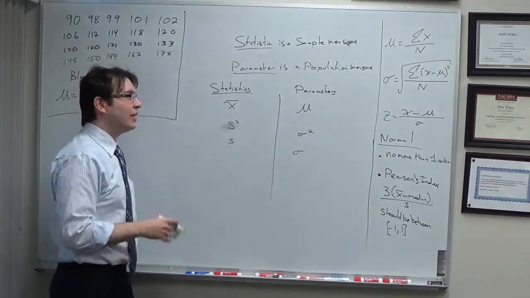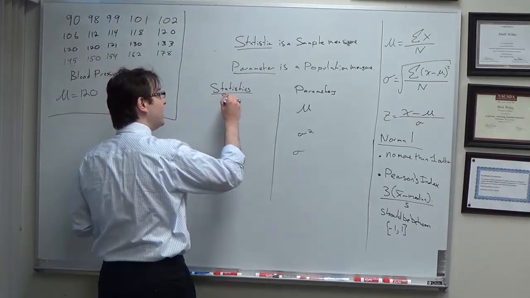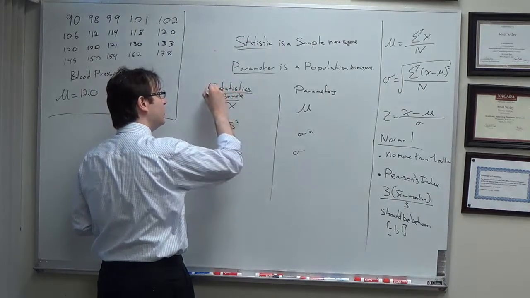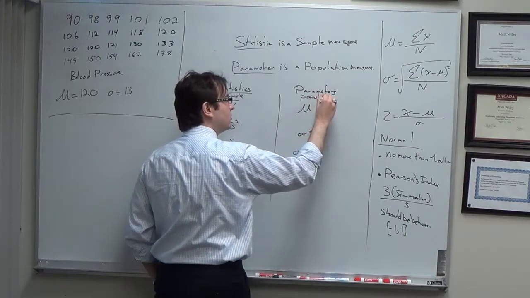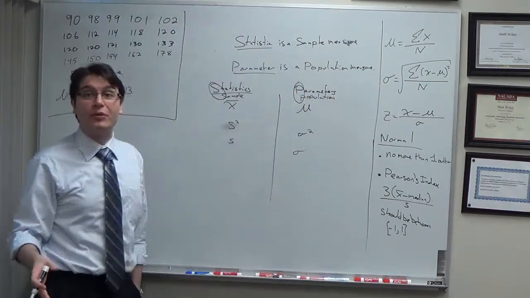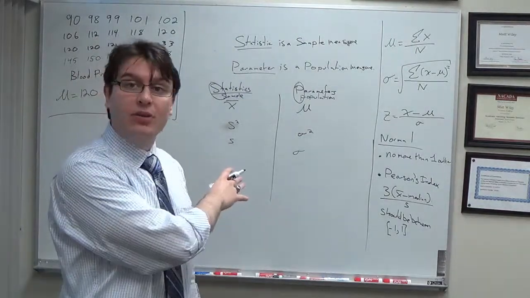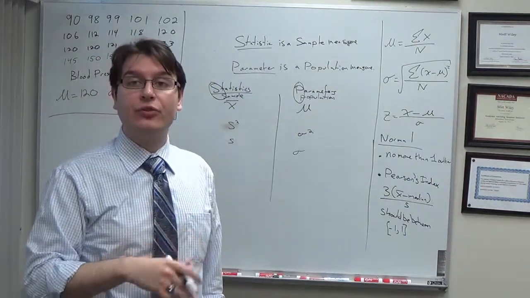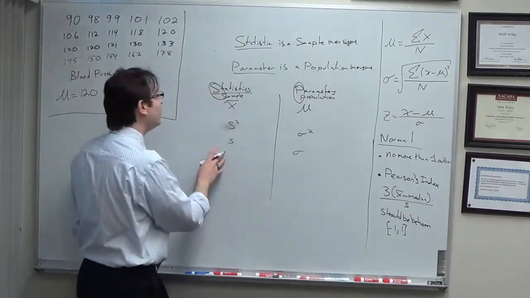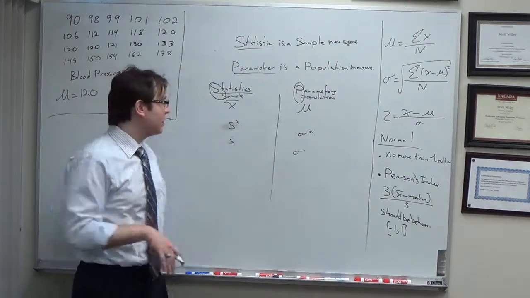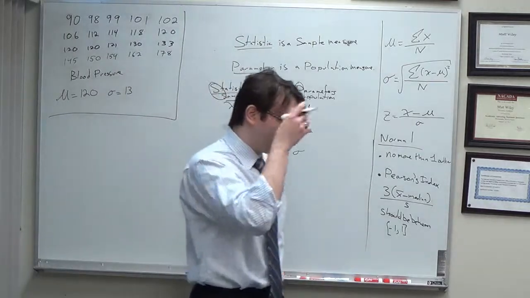Sample versus population, statistic versus parameter. You can remember that because statistics and sample both start with the letter S, and population and parameter both start with the letter P. And also keep in mind our convention that parameters and population on the right there are going to involve lowercase Greek letters and capital Latin letters, whereas statistics and samples will involve lowercase Latin letters. I think that's probably about right.